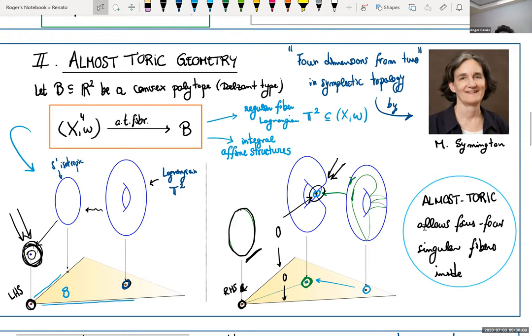The message is that almost-toric manifolds allow for a focus-focus singular fiber inside. Focus-focus is the usual behavior in dynamical systems. Okay, so we have that. Any questions?